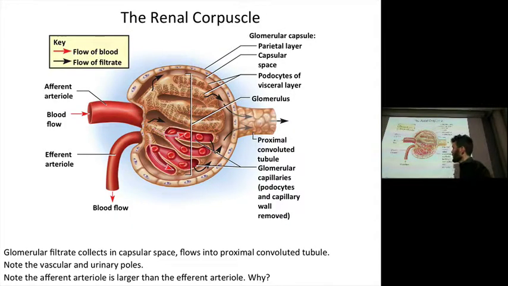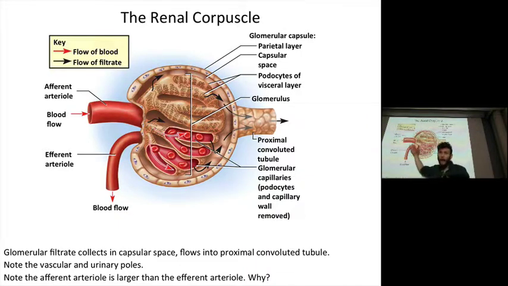Here's a schematic diagram. So blood coming in through the afferent goes through this knot, and the fluid is going to pass through these filtration slits that come then into the capsular space of the renal corpuscle, and then the blood passes out via the efferent arteriole. This filtrate then passes out into this tube called the proximal convoluted tubule. So when you look at this, I want you to notice that there are vascular and urinary poles to the renal corpuscle. So blood comes in here, filtrate comes out over there.